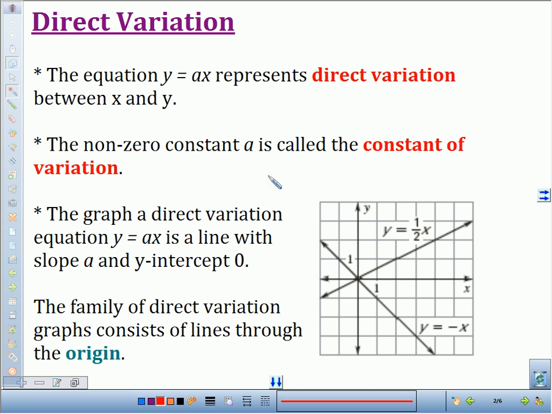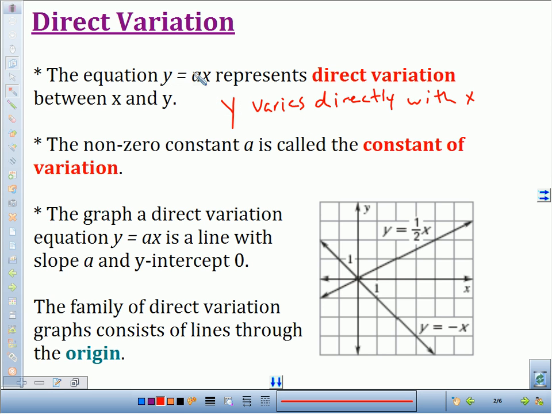Now, the equation y equals a times x represents direct variation between x and y. We would say that y varies directly with x. That's the language we would use. We need to know that because there are different kinds of variation, and we need to be able to identify them. So y varies directly with x indicates direct variation.